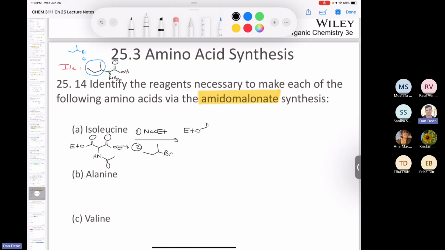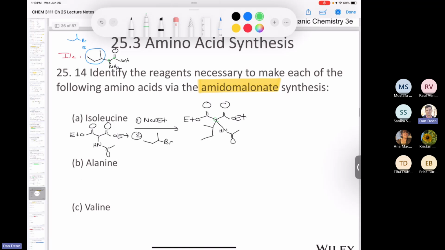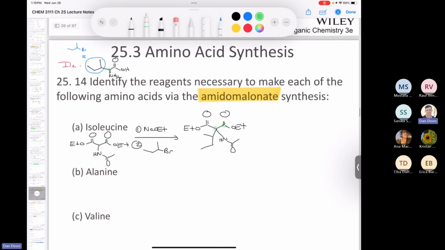So just bear with me here. And then all shall be revealed in the end. So we end up with our sec-butyl group, which looks something like this. And then we have our nitrogen here with our acetyl group like that. Okay, good. Now that we've got that, remember, it's these 2 carbons from the amidomalonate that are going to show up in your amino acid, right? So this is going to be your carboxyl group. This will be the nitrogen. And then this, of course, here, that's going to be your R group.